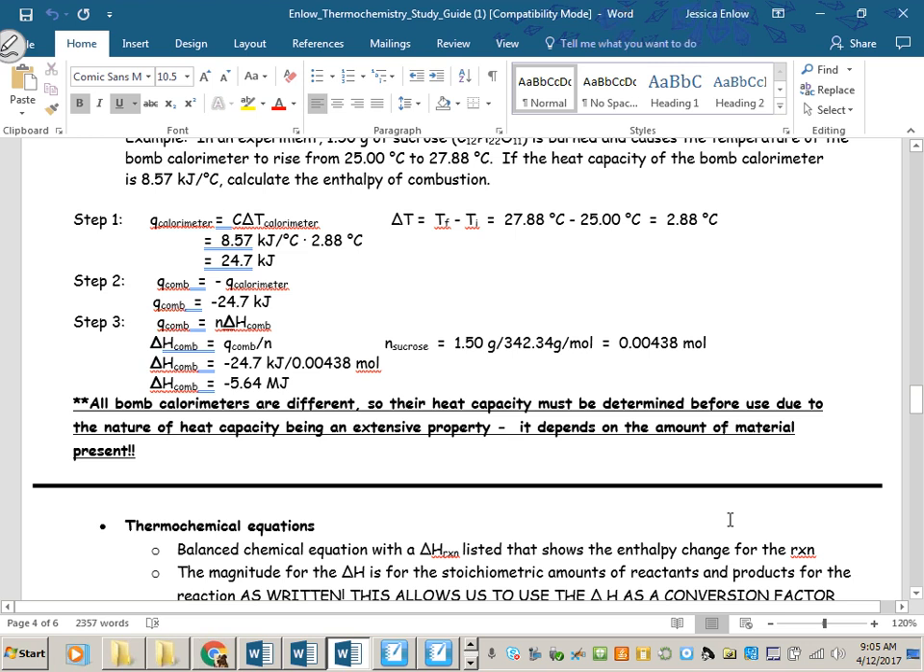But this is back from like November? October? And so if you ever see Q calorimeter, that's referencing CΔT, and that's the temperature change of the calorimeter. Q combustion means Q of combustion, so most of the time it's a bomb calorimeter. It's combusting something inside of the steel drum, and that's what's causing this energy to be exchanged. So that's what our bomb calorimeters are mainly used for, combustion reactions.